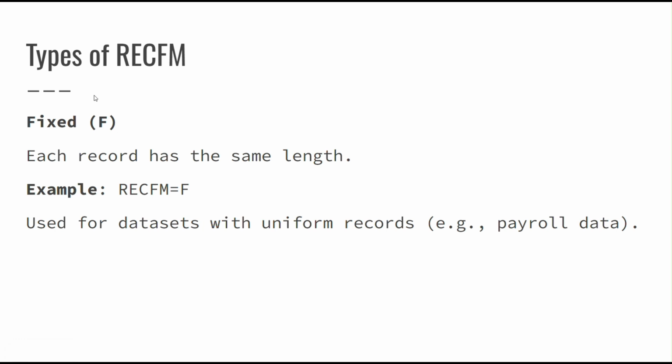Now we are going to see the types of record format. First one is F, which means fixed. Each record has a fixed size. For example, we will put RECFM equals F if we need a fixed one. It is used for datasets with uniform records like payroll data.